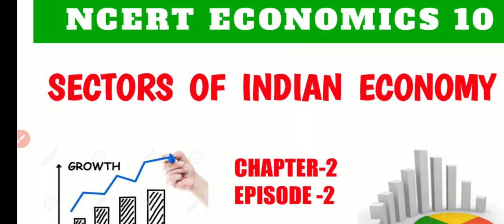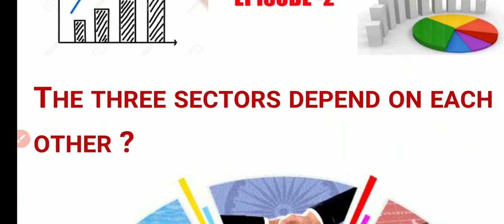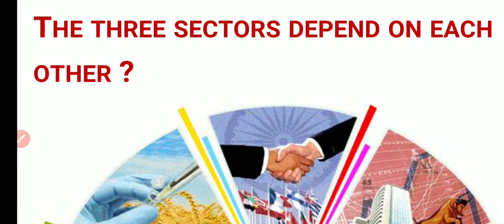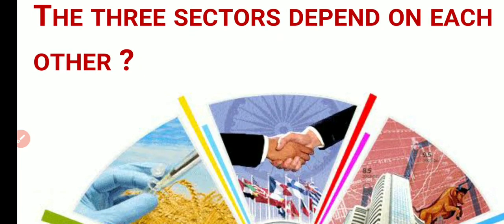ये एक दूसरे के ऊपर डिपेंड कैसे करते हैं, and we will also discuss the most important part of this chapter, GDP. What is GDP and how it is calculated. Let's begin. First of all, we will try to understand in short how these three sectors depend on each other. All these three sectors depend on each other. First of all, we will discuss the primary sector, how the primary sector depends on the secondary and tertiary sector.